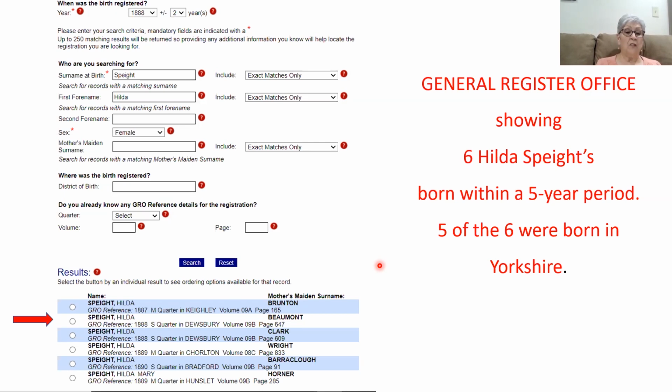So be aware of that. So there's the Hilda Spate right there that I was looking for, the one whose mother's name was Beaumont. She was the daughter of William Beaumont and Sarah Thompson.